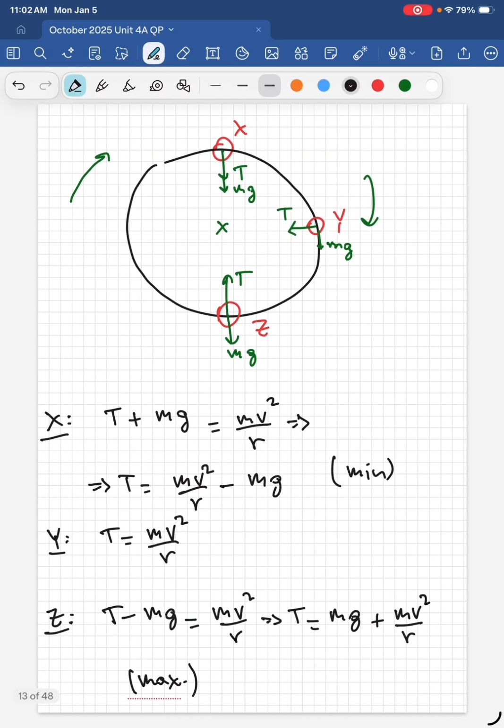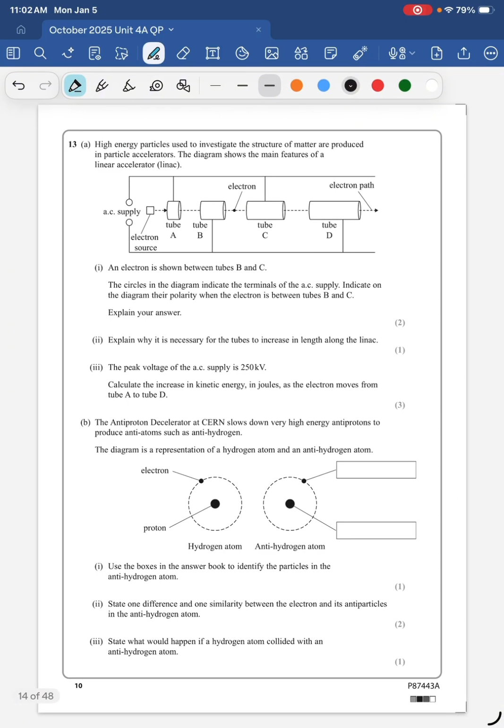All right, so this was question 12. We now move on to question 13, which is from linear accelerators and such. And again, you can see that they don't give you any space to provide the answers. But anyway, so 13, part A, high energy particles used to investigate the structure of matter are produced in particle accelerators. The diagram shows the main features of a linear accelerator, also known as a LINAC.